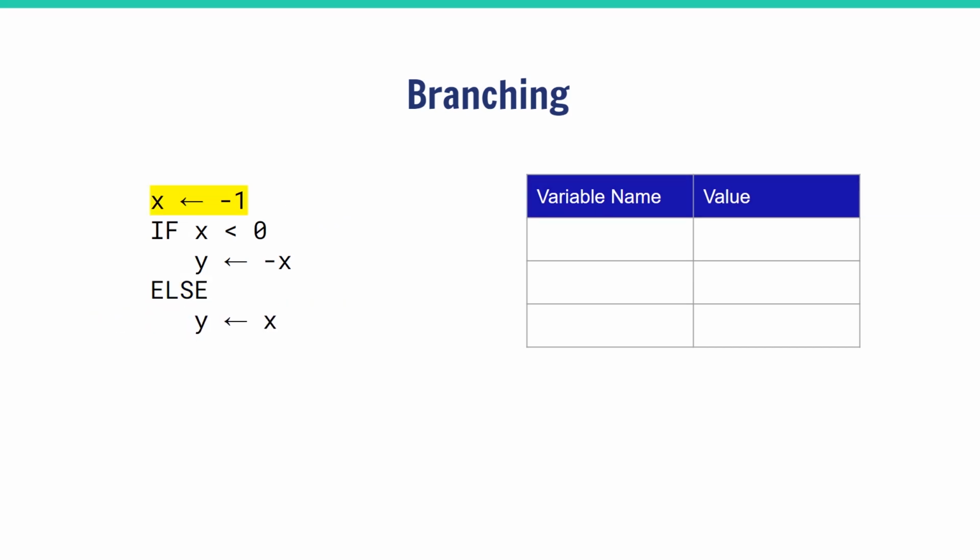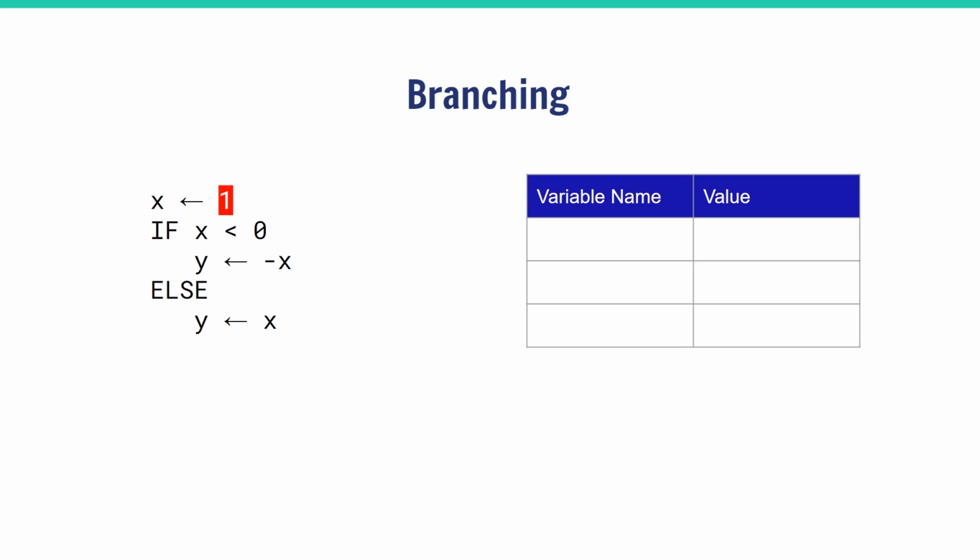So let's check this out by walking through the example and using the trace table. We assign -1 to x. We then evaluate the Boolean expression and we find that the Boolean expression is true. So we are going to go into the line of code which assigns -x into y, which gives y the value of 1.